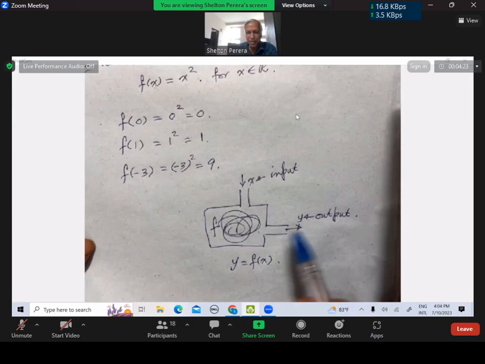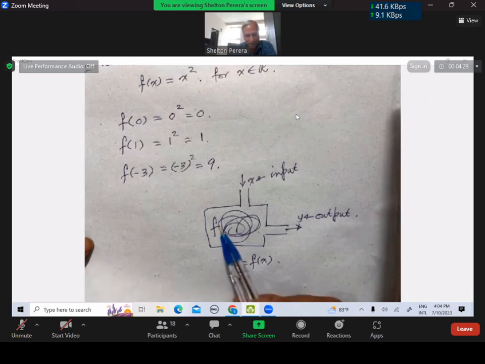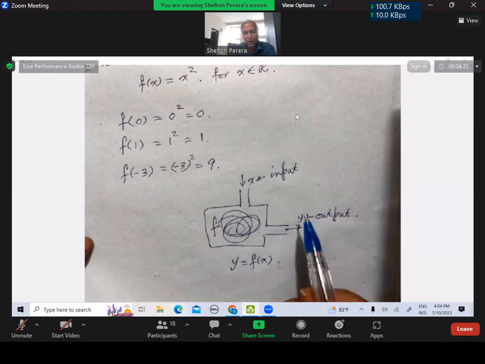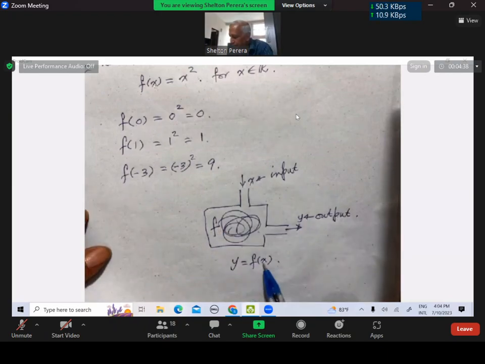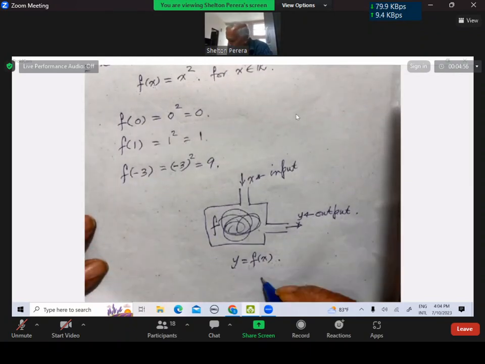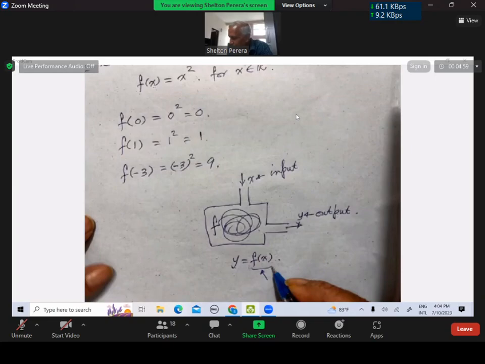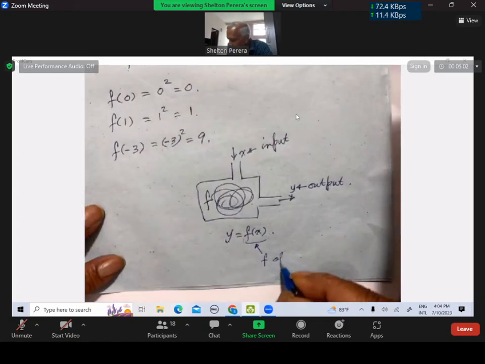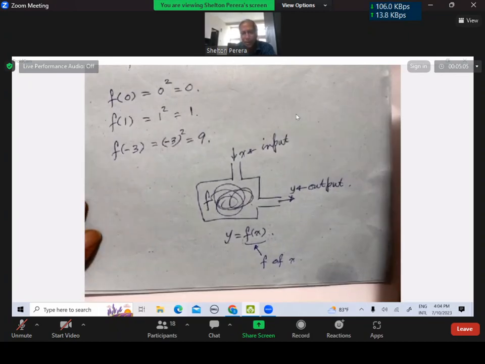So if the machine, the rule that defines the function, we write y equals f of x. When we write y equals f of x, x is the input, y is the output. In other words, x is the input, f of x is the output. This is not f times x. How do I read this? F of x. We read it as f of x.